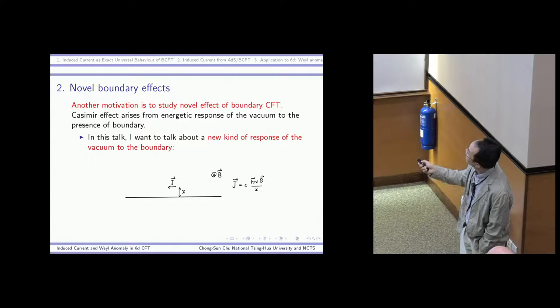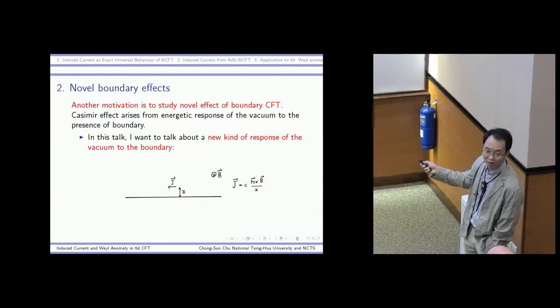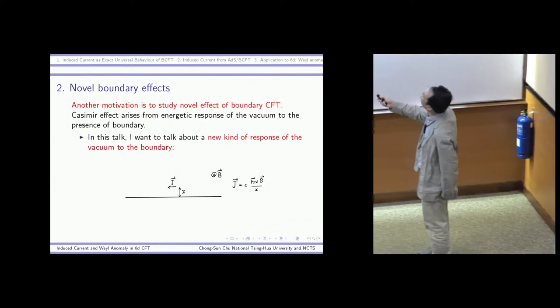What's the thing crossing with B? N? N, yeah. Oh, N is the normal. Oh, sorry, I think I spoke too fast. Okay, N is the normal. Sorry, yeah.